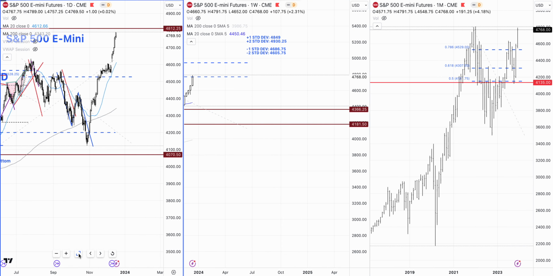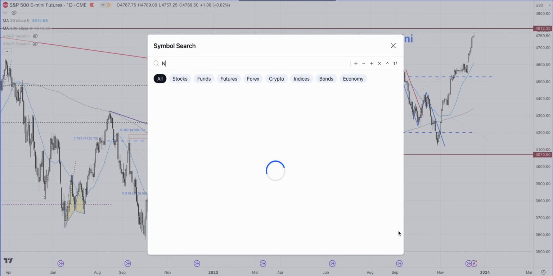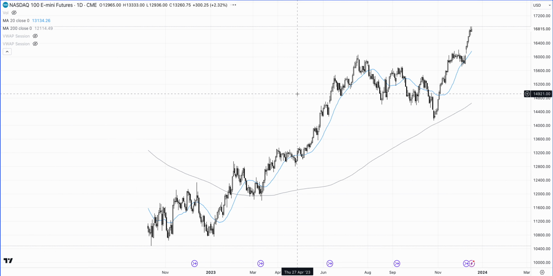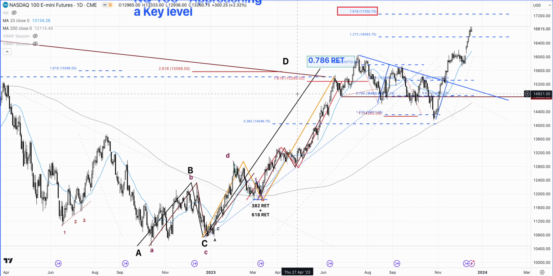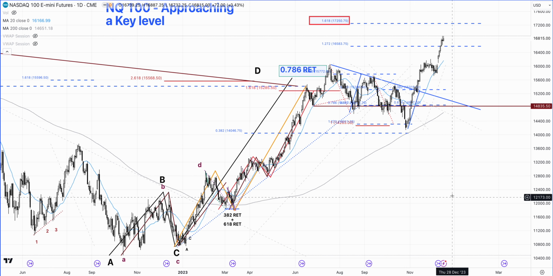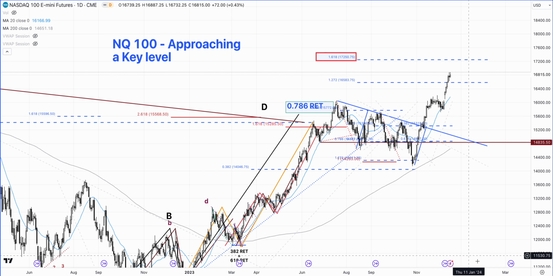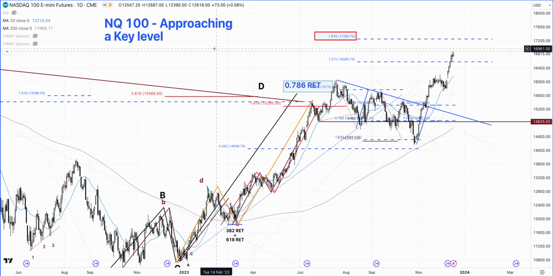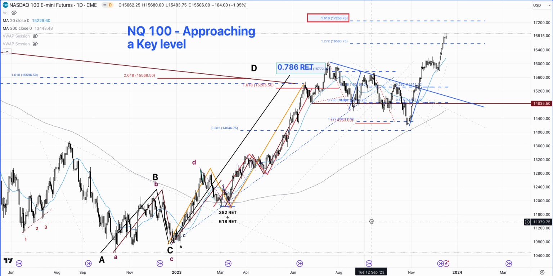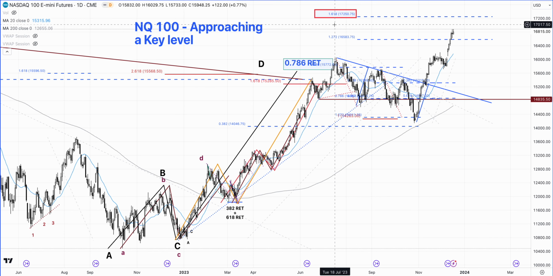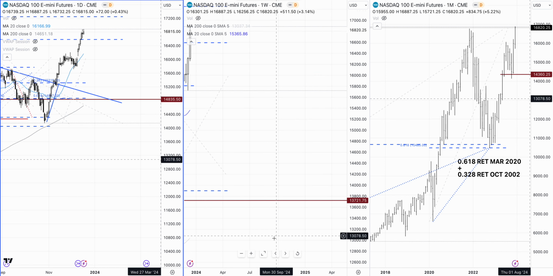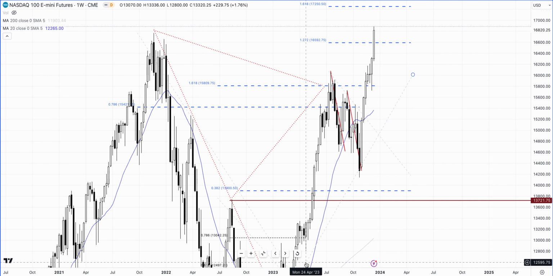Okay, so let's take a look at the Qs. This is the daily chart of the E-mini NASDAQ 100 futures. This index is pretty strong. During 2022, tech was the weakest index, and in 2023 tech has been leading. We can see that the price is trading above the 1.270 Fibonacci expansion of this range, and we have the 1.618 expansion coming in at around 17250.